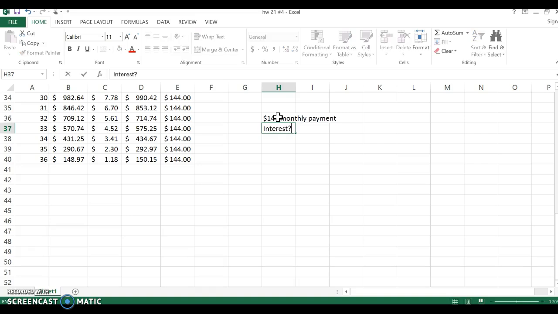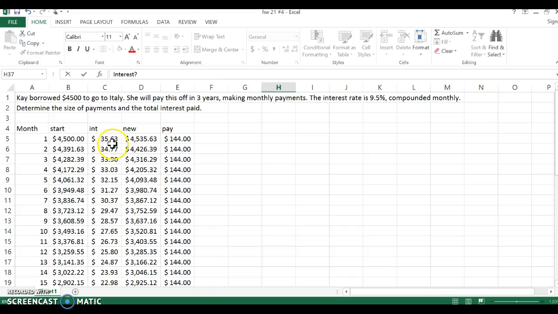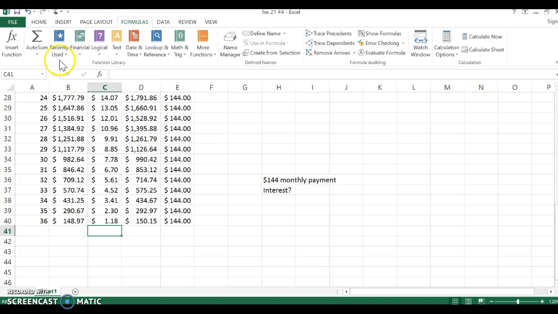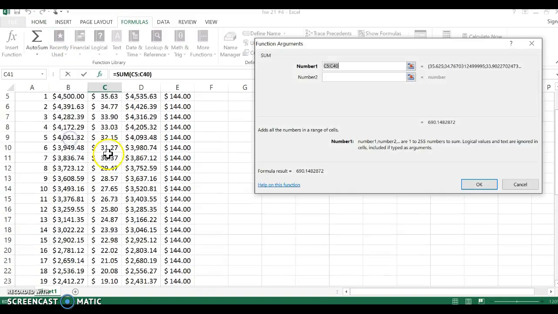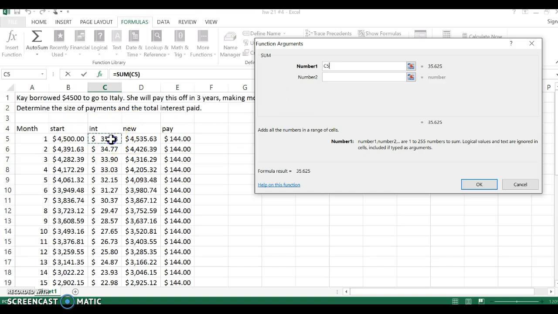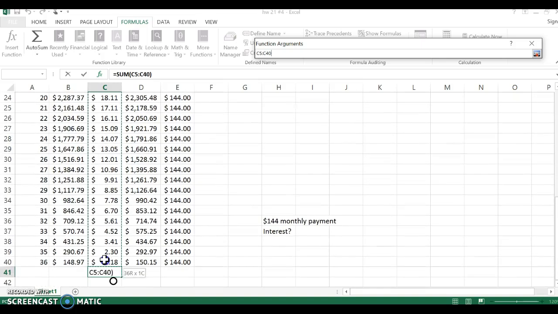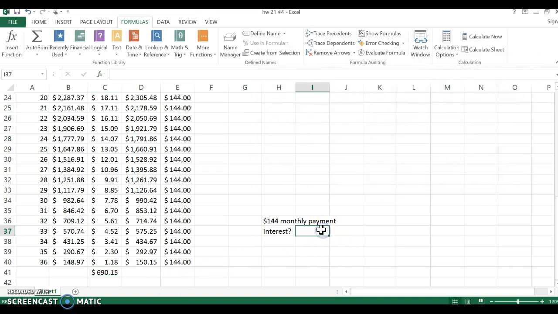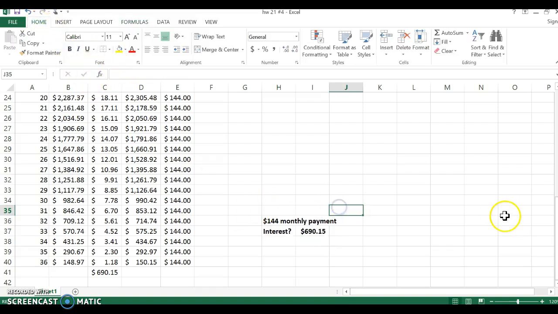And the next question was, how much are you paying in interest? Well, recall that column C is interest. So I'm going to go to the bottom of column C, go to formulas, and go up to sum. I want to sum up the entire column, so C5 all the way down to C40, because that's the entire column of interest. I'm going to click OK. So you can see my interest would be $690.15 if I borrowed $4,500 to go to Italy and I paid it off in 3 years at this interest rate. So right here are your two answers to this problem based on using Excel and cell references.